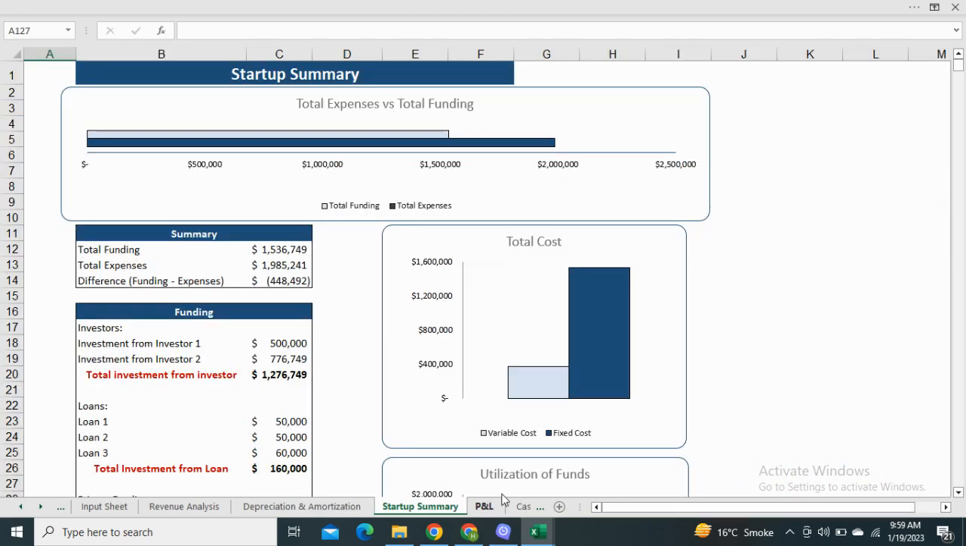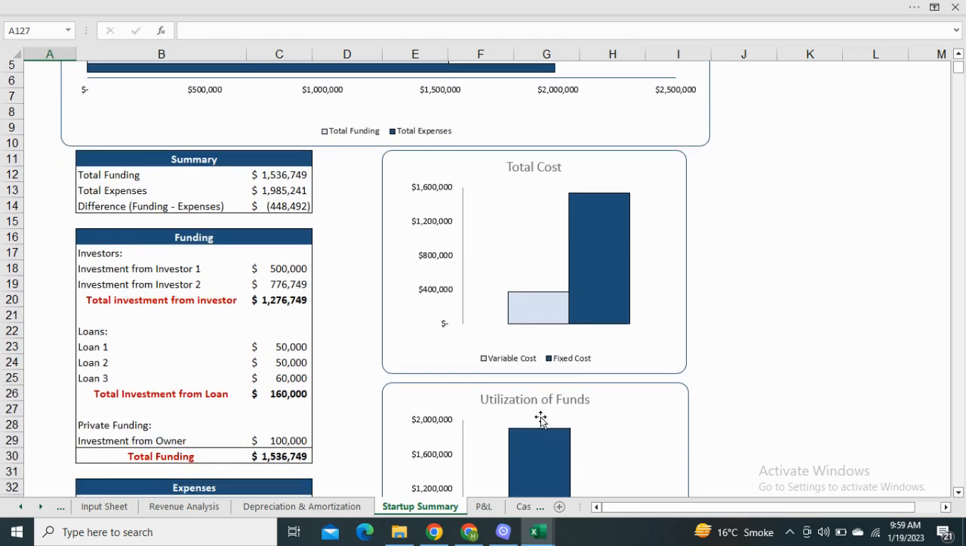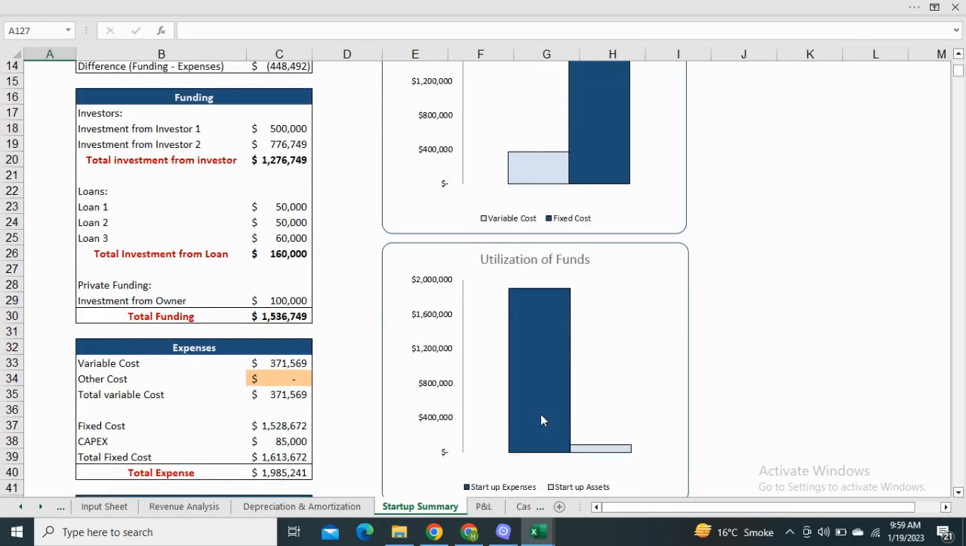Next, we have the startup summary. It is the estimation of how much investment is required in the first year of your business, and it also includes the graphical representation of total cost and the utilization of funds.